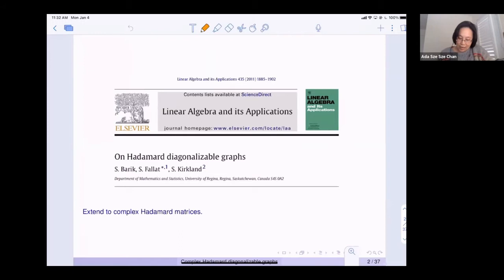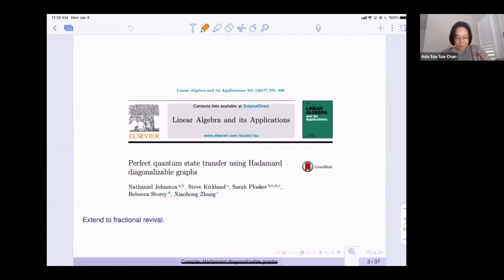Okay. And then I was further motivated by this paper where Nathaniel, Steve, Sarah, Rebecca, and Xiaohong look at perfect state transfer in the graphs that are diagonalizable by Hadamard matrices. And when I look at that paper, I go, of course, because these graphs are actually good candidates for graphs to have perfect state transfer in the continuous time quantum walk. And I'll talk about a general version called fractional revival in this talk, and I hope to convince you why I think these graphs will be good candidates. So that's the second part of this talk.